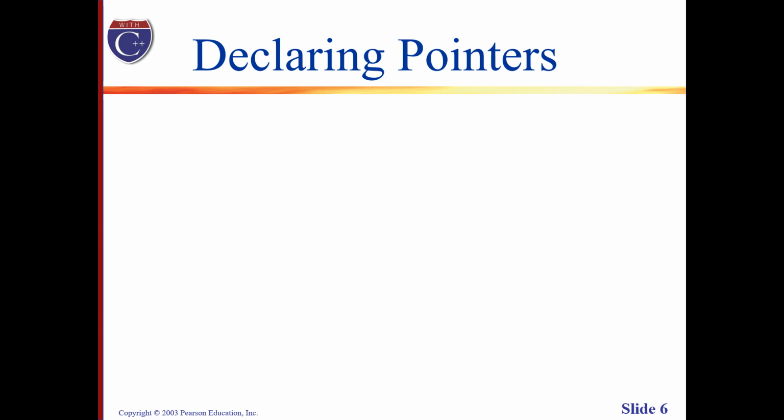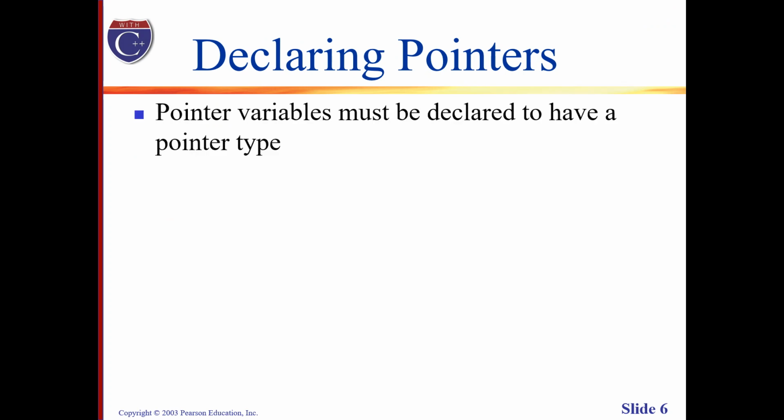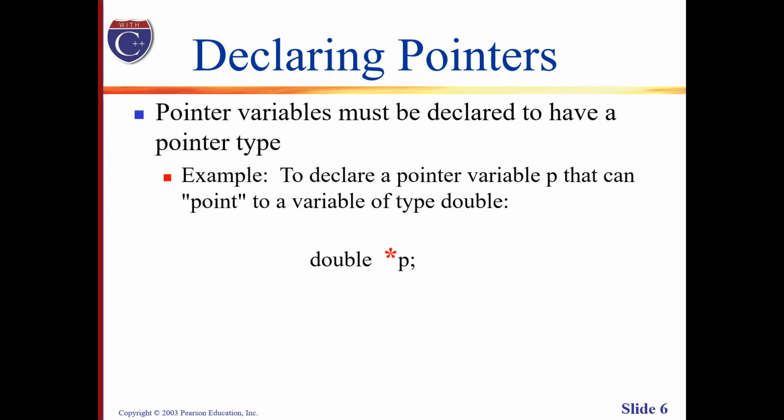But how do we use pointers? To use pointers with our variables, we first need to declare our pointers. So how do we declare pointers? Pointer variables must be declared to have a pointer type. Here's an example. Let's say we would like to declare a pointer variable p that can point to a variable of type double. As you can see here, whatever type we have in C++ can also be declared as a pointer variable. Here we have a double data type. Hence, we would like to declare the variable p as a pointer with the type double. This will later be used to contain the memory address of the variable that is being stored in this.